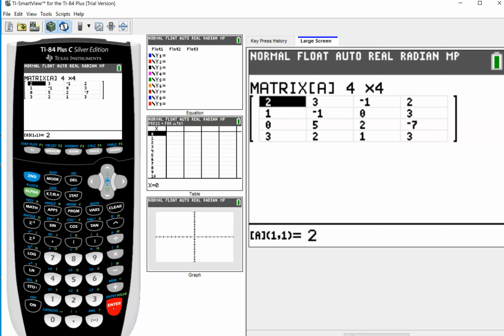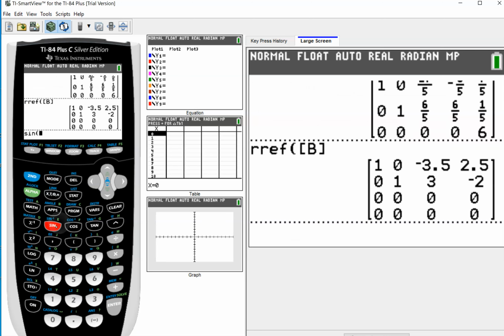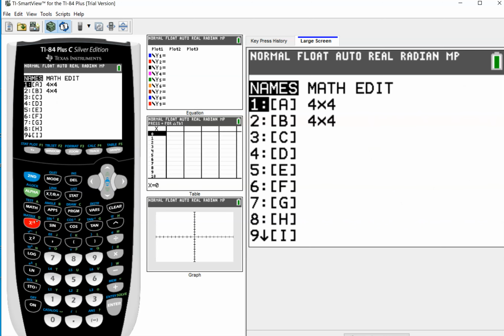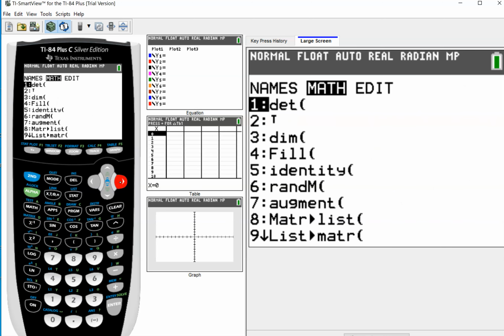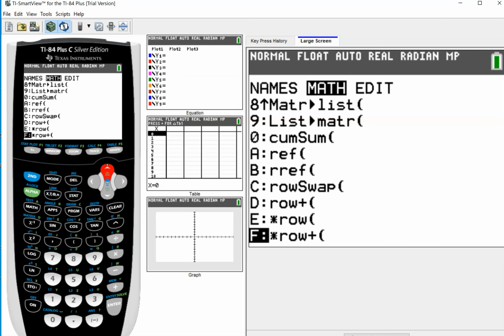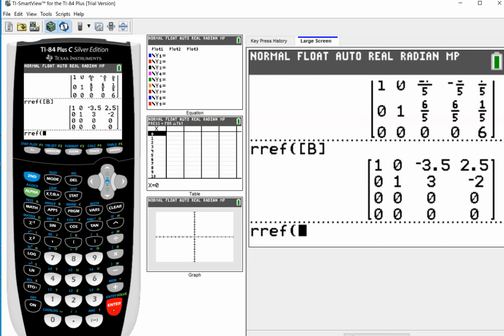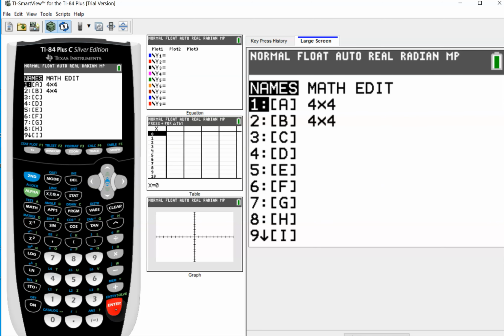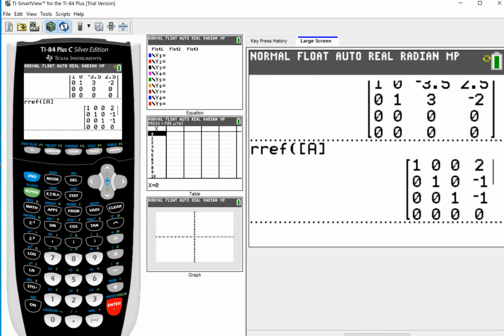So let's quit out of here and then go back in. Don't hit the sign button. Go back in here and grab math, reduced row echelon form is that one up there. B, too far. B, and then I want A, that is what I want to row reduce. There we go.